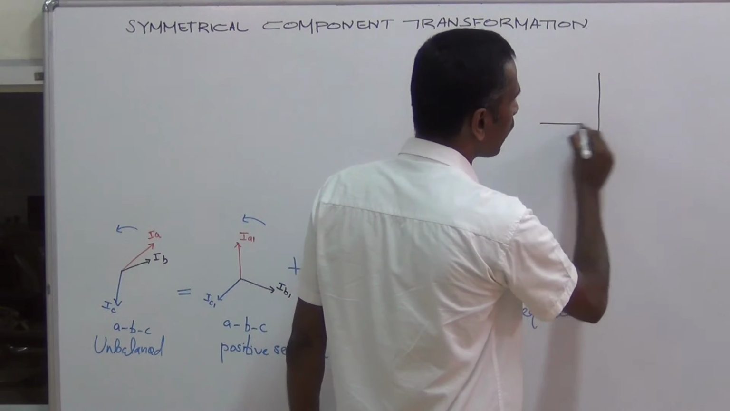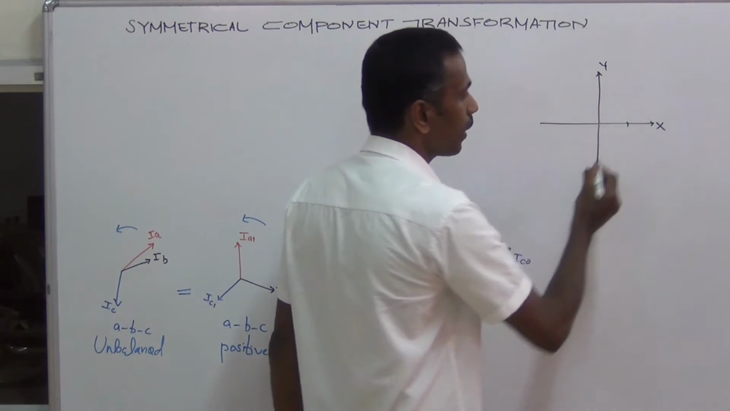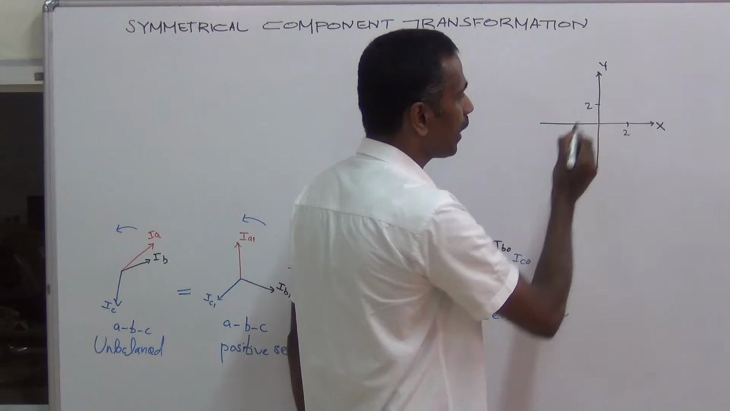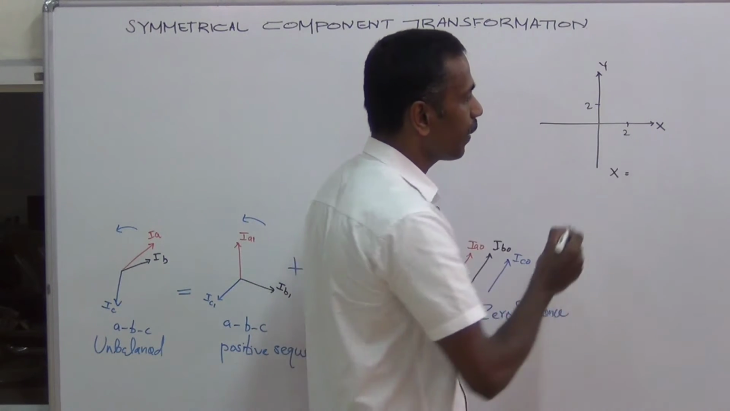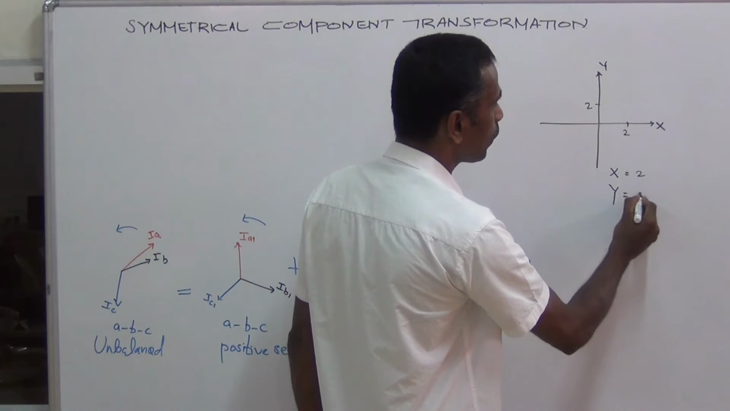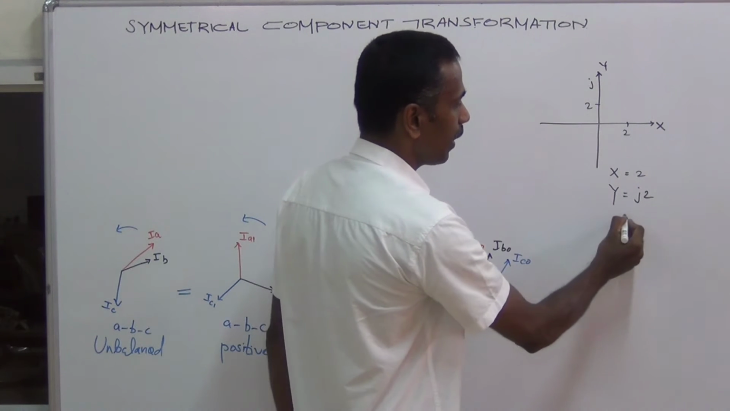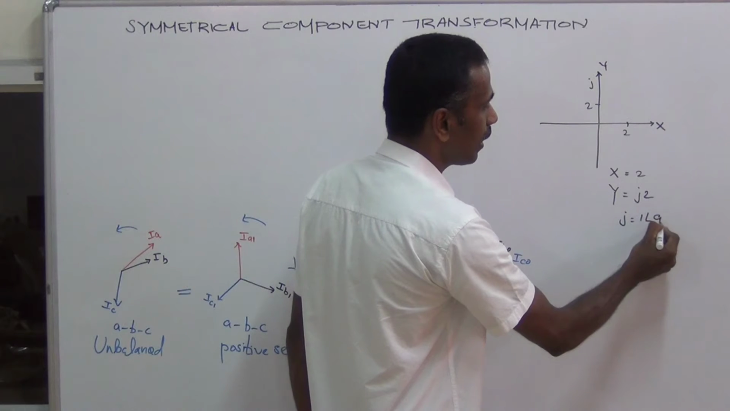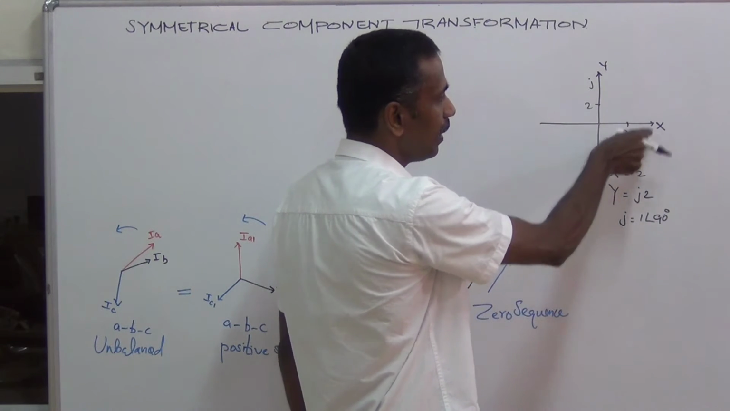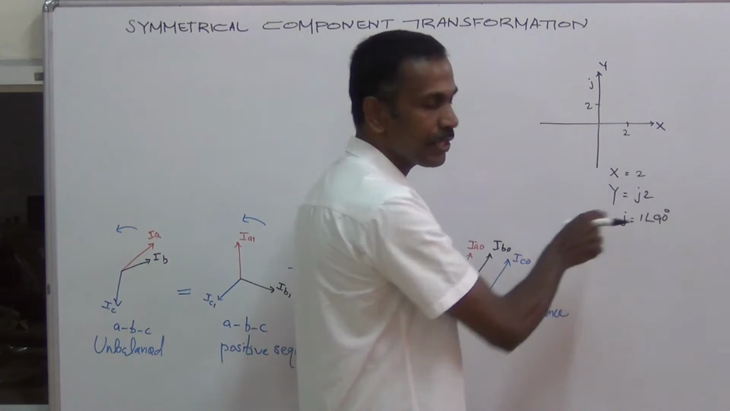And consider the complex xy plane. We consider a magnitude of 2 both in the x-axis and in the y-axis. This is how we write the magnitudes. x is equal to 2 and y is equal to j2. This is our j-axis, where this operator j equals 1∠90 degrees, because the y-axis leads the x-axis by 90 degrees. That is represented by the operator j.